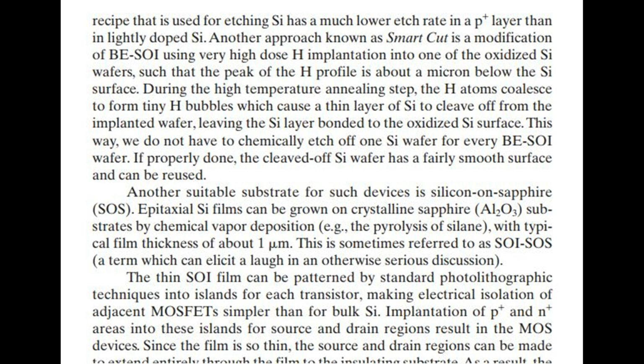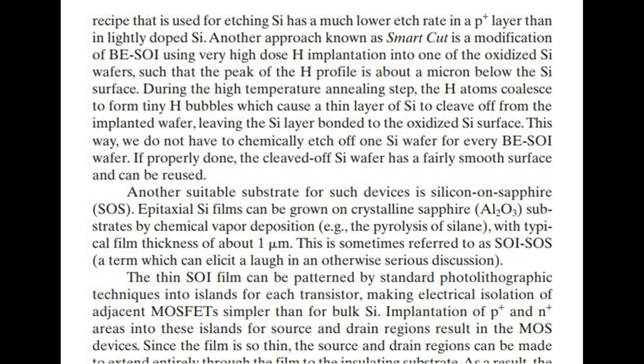Another approach known as smart cut is a modification of BESOI using very high dose H implantation into one of the oxidized silicon wafers, such that the peak of the H profile is about a micron below the silicon surface. During the high temperature annealing step, the H atoms coalesce to form tiny H bubbles which cause a thin layer of Si to cleave off from the implanted wafer, leaving the Si layer bonded to the oxidized silicon surface. This way, we do not have to chemically etch off one Si wafer for every BESOI wafer. If properly done, the cleaved-off Si wafer has a fairly smooth surface and can be reused.